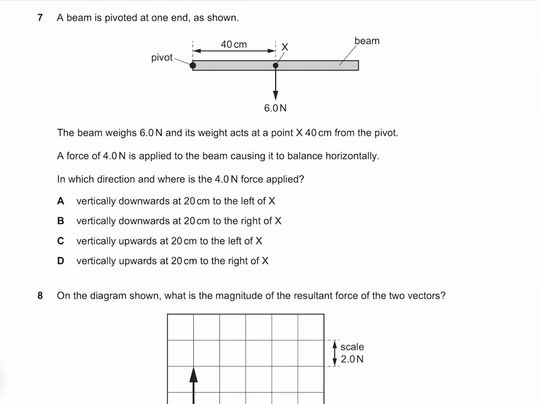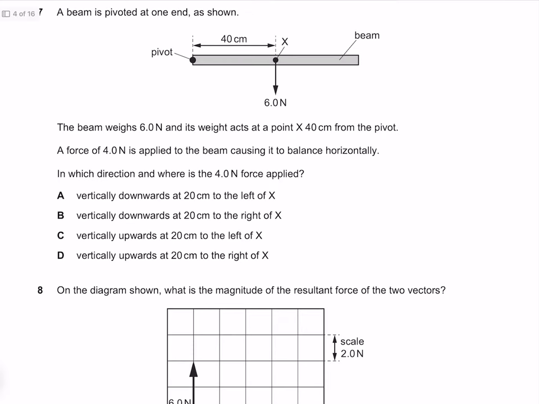A beam is pivoted at one end as shown. The beam weighs 6 newtons, and its weight acts at a point X 40 centimeters from the pivot. A force of 4 newtons is applied to the beam, causing it to balance horizontally. In which direction and where is the 4 newton force applied?